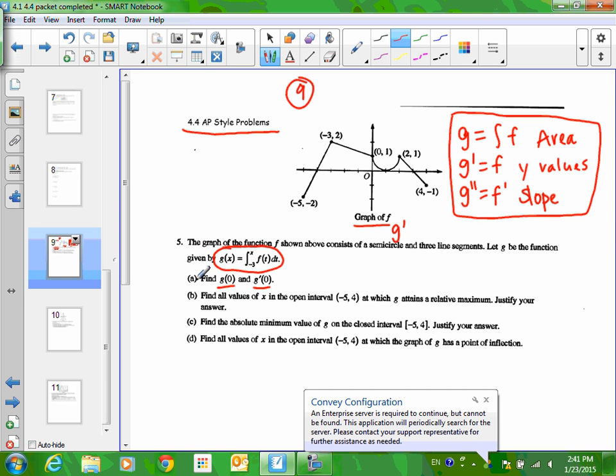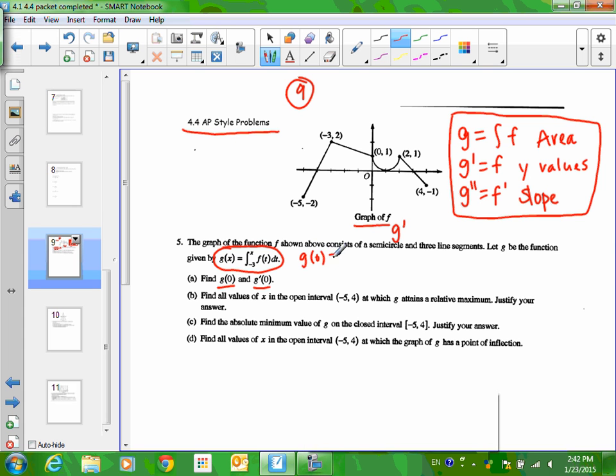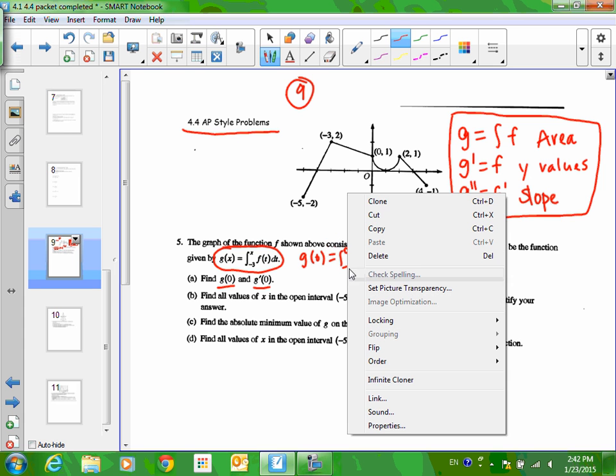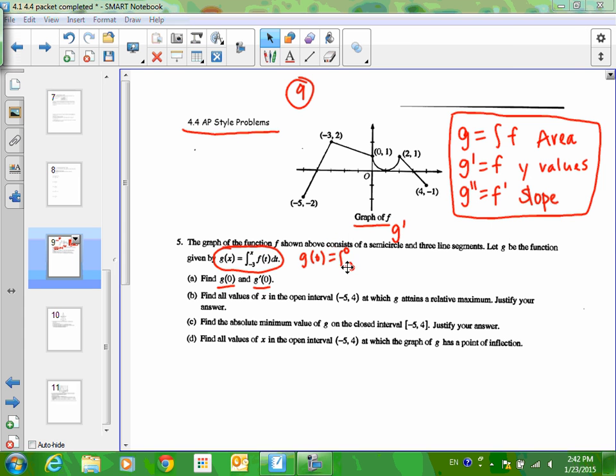Okay, so for part A, they're asking for g of 0, and so I'm going to write this here, g of 0. And if you look at this, I'm given a formula, and I already know that when they ask me about g, it's area, so let's look at this integration. Now I want you to notice that in place of x, I'm writing 0. The -3, though, is not something I'm making up. It's just part of the formula that they gave us.